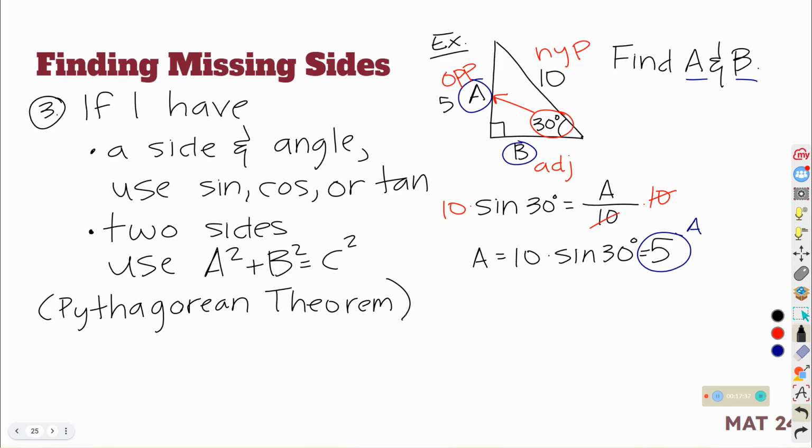So for B, I'm going to set up Pythagorean theorem. So it's leg squared. First leg is 5. Plus second leg squared. Second leg is B. Equals hypotenuse squared. So 5 squared plus B squared is 10 squared. We're going to simplify. 5 squared is 25. Can't do anything with B squared. 10 squared is 100.